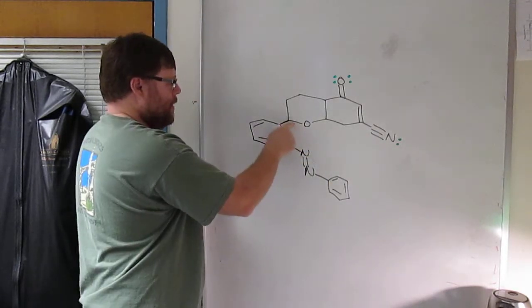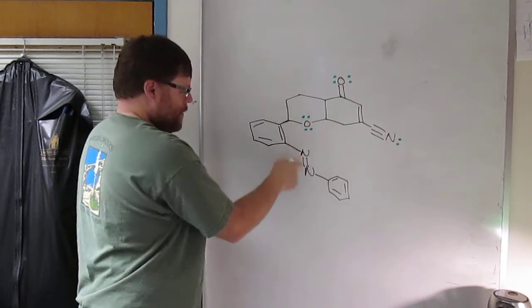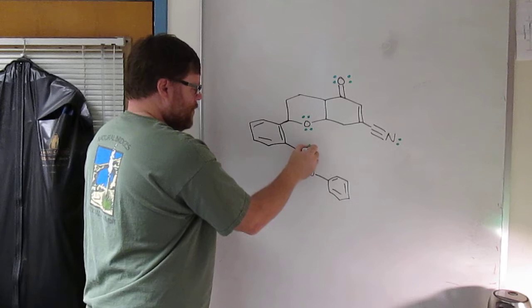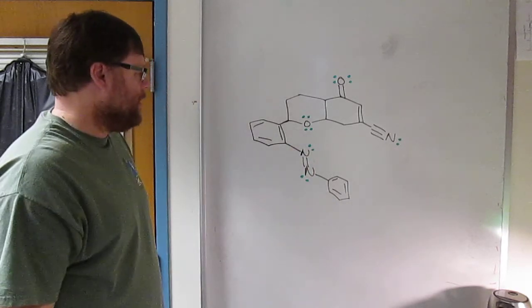Here's another oxygen, 2 bonds, you're missing 2 lone pairs. 2 more nitrogens, each with 3 bonds, each needs a lone pair. Alright, I hope you got that.